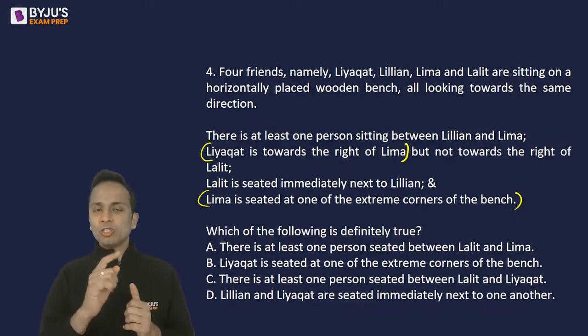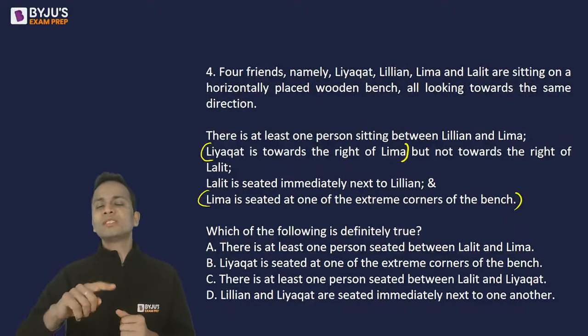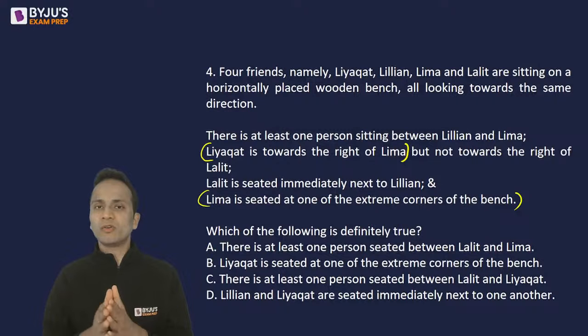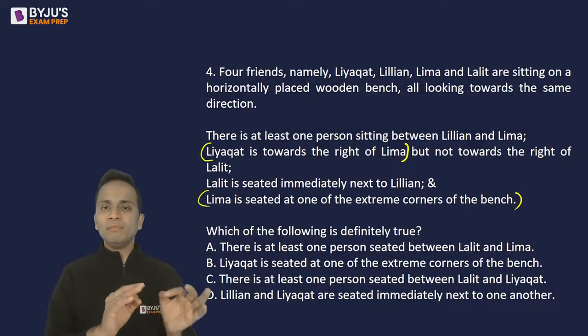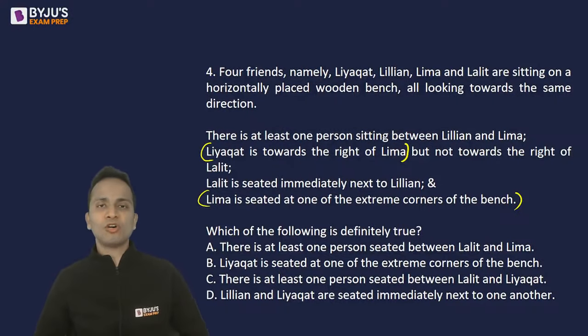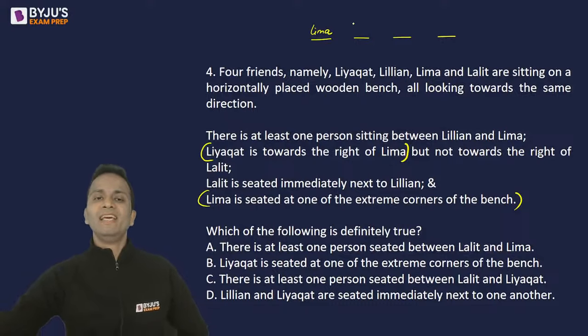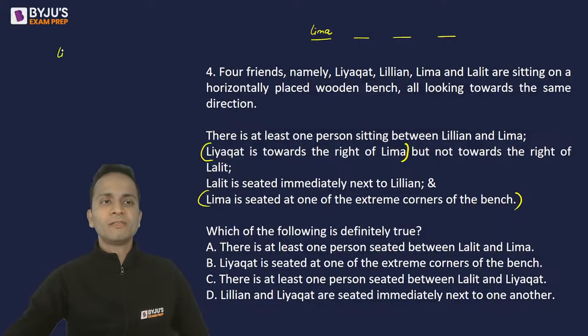Okay. Also, it is given that Liaquat is towards the right of Lima. So Lima has someone sitting to his right. So I can say that Lima will be extreme left of the row. Okay. So if I draw the four chairs, Lima has to be extreme left. Okay. Now Liaquat is towards right of Lima.